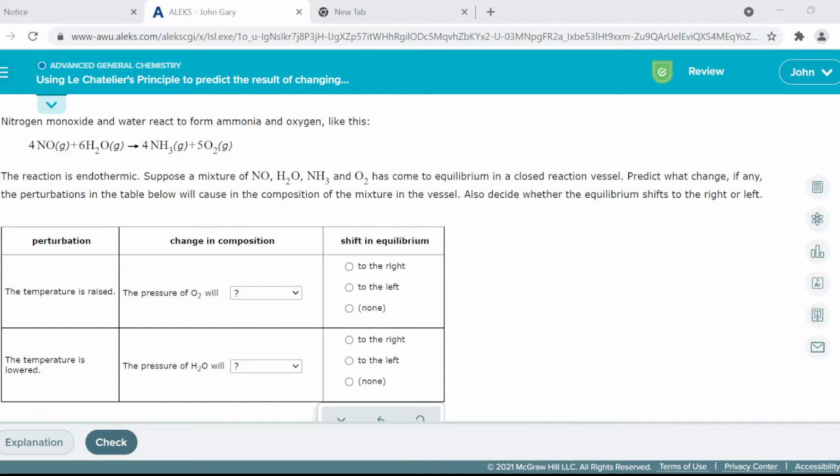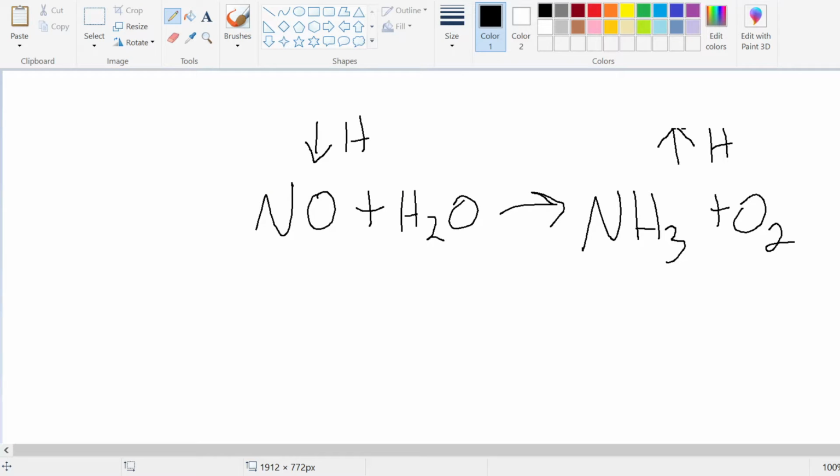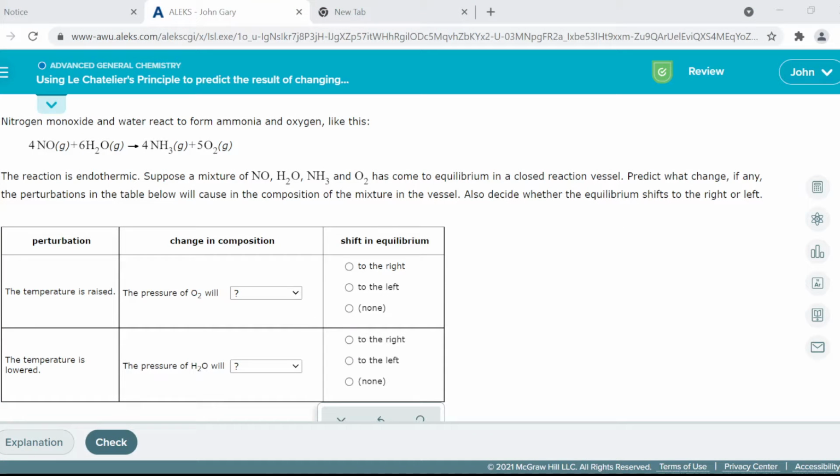Okay, so for this problem, it says the temperature is raised. So I'm going to go back here and put T up. Alright, so this arrow is opposite that arrow for heat, so the reaction is going to favor the right side. Fill that in to the right. The pressure of O2 will go up because my equilibrium goes to the right, correct?